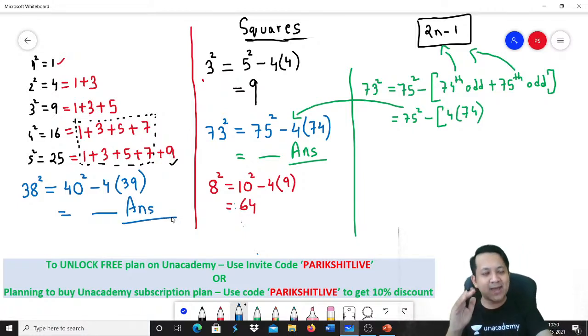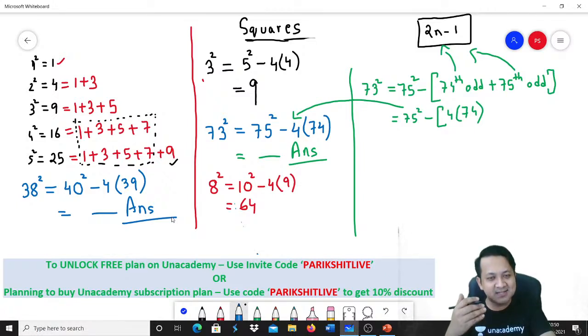I hope squares are clear once and for all. Trust me, this is something which will only come with practice. If you don't practice, this will not be a shortcut for you. Rather, you will go wrong in it. But if you practice, and when I say practice, I don't mean practicing for hours. Just 10 minutes every day.